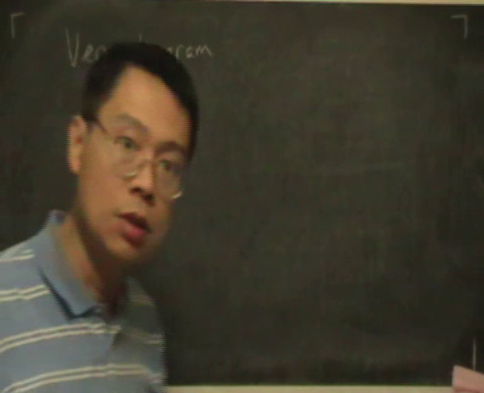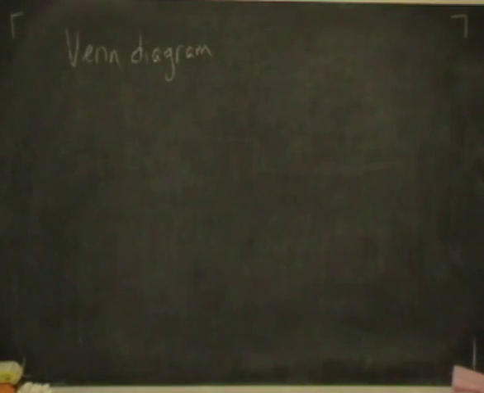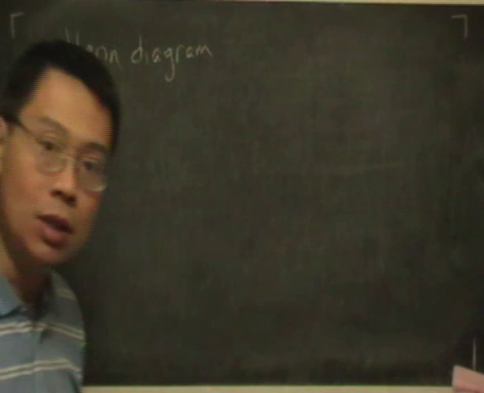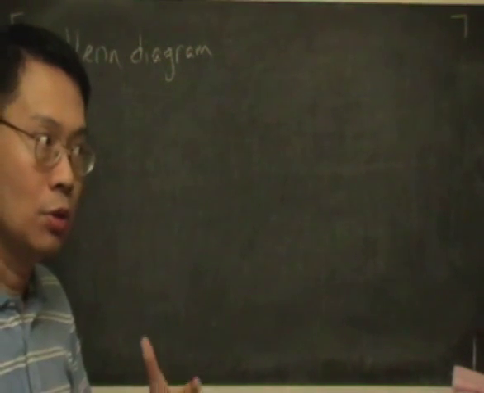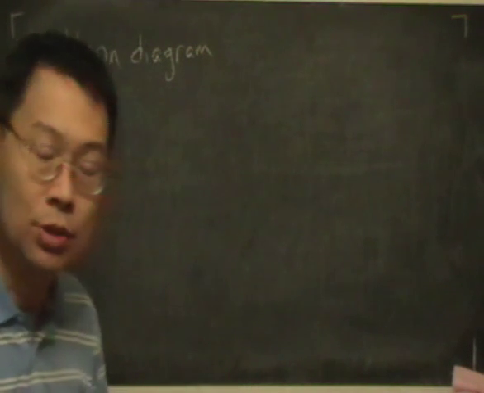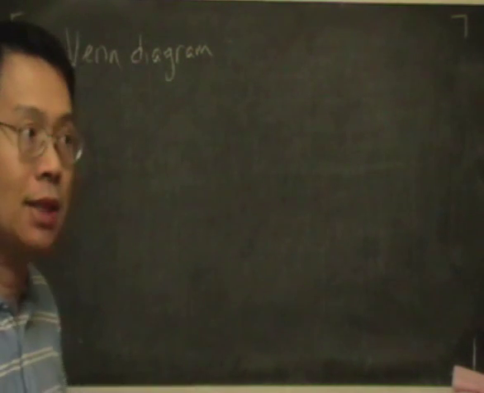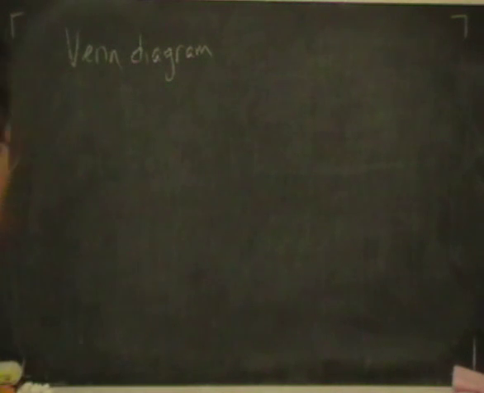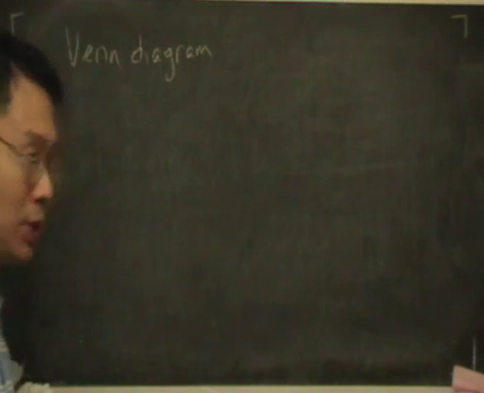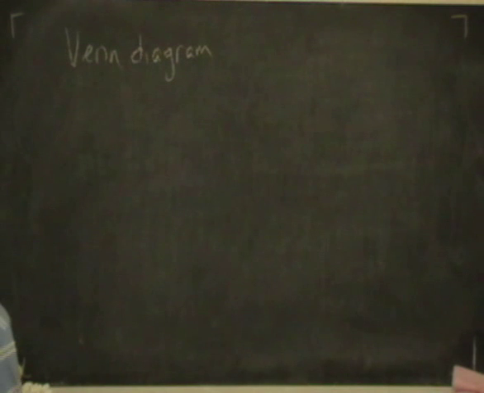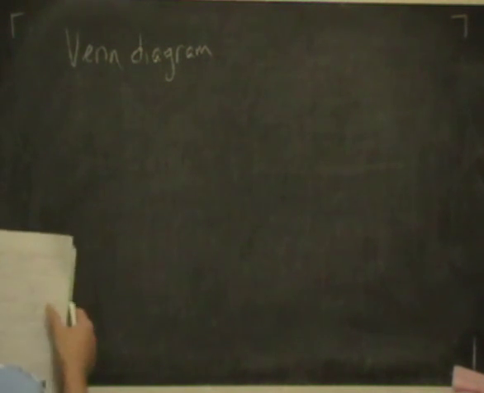Next, we are going to look at Venn diagrams. A Venn diagram is a way to represent the set, to visualize the set using pictures. So the easiest way is to look at some examples and draw some pictures directly.